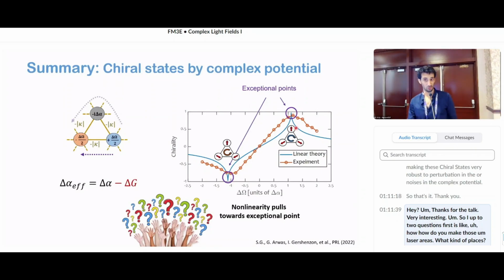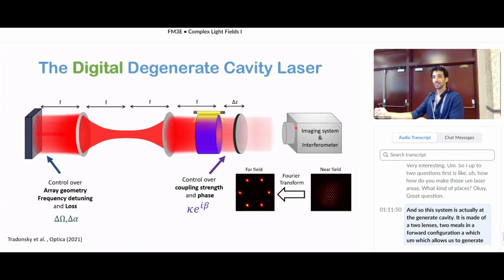Great question. This system is actually a degenerate cavity. It is made of two lenses and two mirrors in a 4F configuration. One of the mirrors is replaced by a spatial light modulator, as you can see here, and this allows us to generate any laser array geometry that we want, and it also allows us to control the loss and the tuning of each of the lasers very accurately.